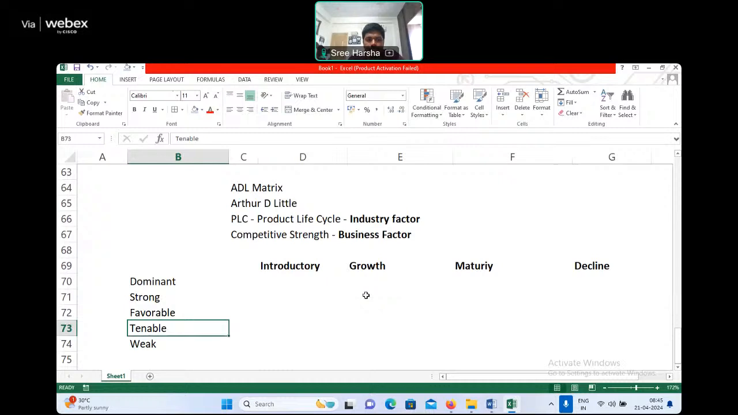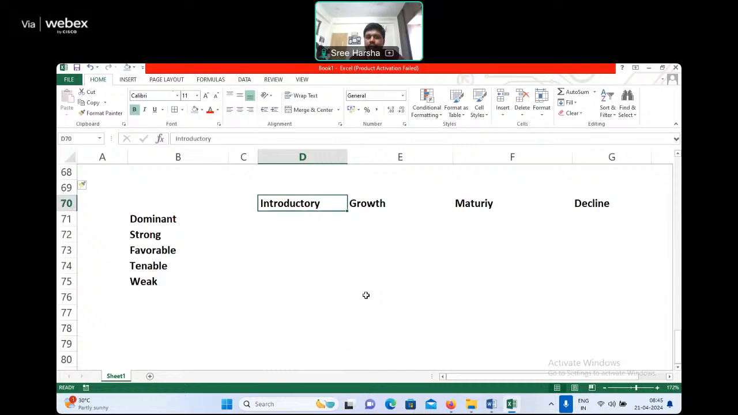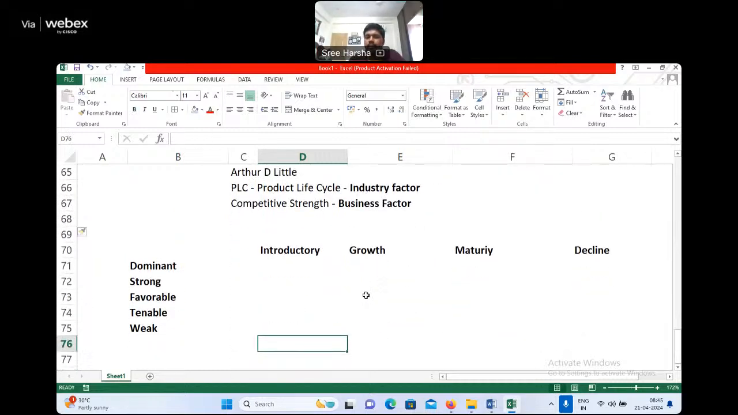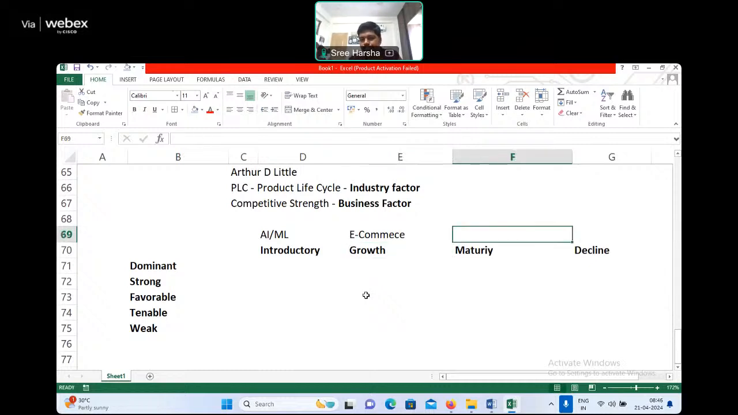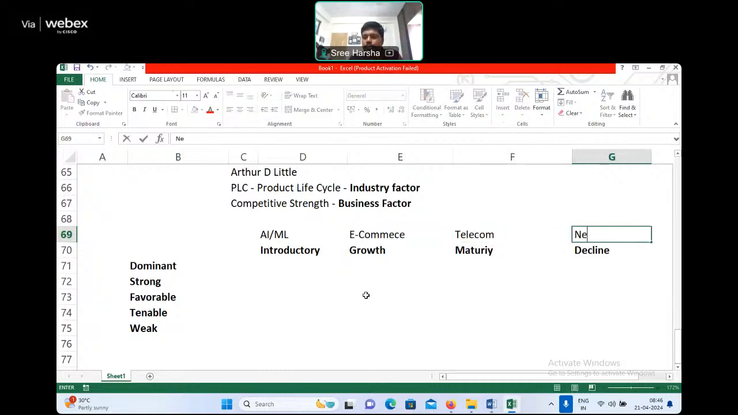I can give you an example like this. For the introductory phase, I will take the AI industry. AI is nothing but artificial intelligence, ChatGPT. So these kinds of products are coming in, right? Every day, machine learning, artificial intelligence, AI or ML. This is an introductory phase. For growth phase, I can say e-commerce. For maturity phase, I can say telecom. For decline phase, I can say newspapers, physical newspapers.